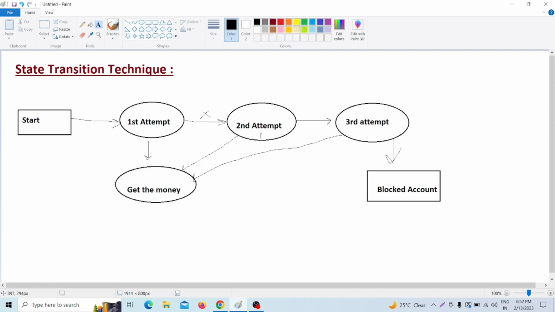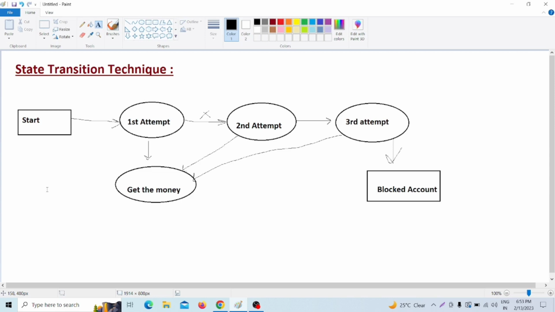But in all these three stages, suppose in the first attempt, if you put the correct OTP, then we don't go for any second or third attempt. We can directly deliver our order. But for the first or second attempt, if you give a wrong OTP, then you go to the third attempt, and in the third attempt also, if you put the wrong OTP, then the account will be blocked. That means in this state transition technique, we have to state the different stages of our application.